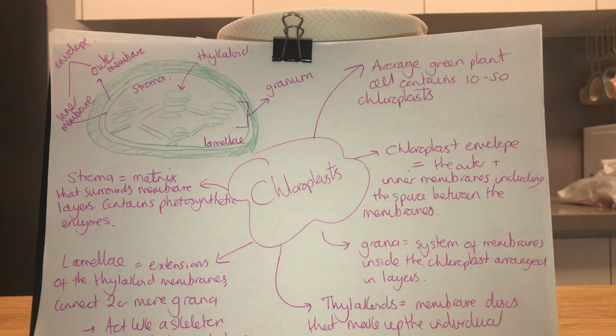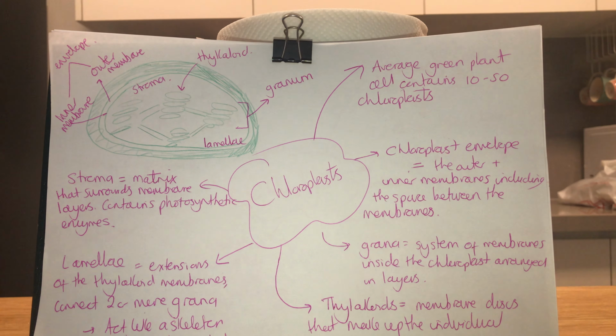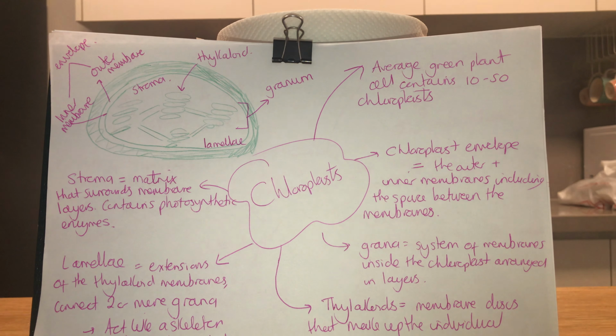Now, on average, a green plant cell is going to contain 10 to 50 chloroplasts. There are some exceptions to that rule. Your root cells, for example, aren't going to have a lot of chloroplasts, for what I hope is quite an obvious reason, given that they're not exposed to sunlight and they're not going to be actively photosynthesizing.